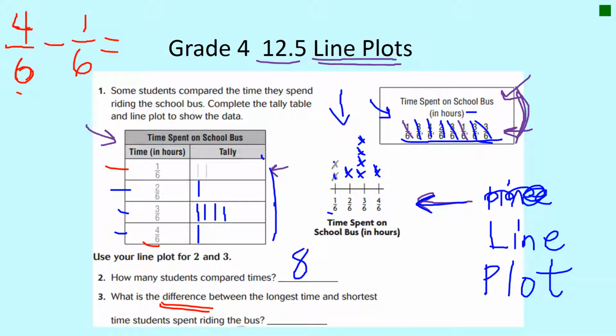Very nicely, they have the same denominator, so that doesn't change when we subtract. So 4 minus 1 is 3. The difference between the longest and the shortest time is 3/6 hour. That's the same as 1/2, isn't it? So the difference is a 1/2 hour. That's a long difference. There's the line plot. We only have a few slides on this one because just on this we did 3 problems, didn't we? All right, let's keep going.